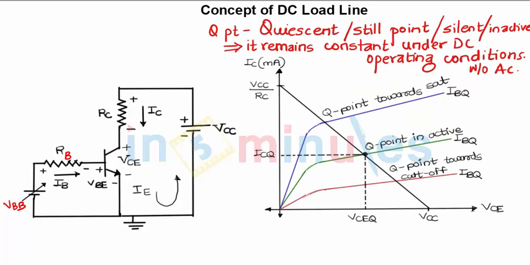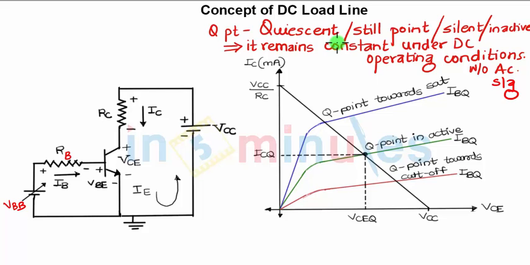See here, what is the Q point? Q point is the quiescent point, or still point; other names for it are silent point and inactive point. Why do we find the Q point? Because at the Q point, whatever waveform you are applying, it remains constant under DC operating conditions without an AC signal applied. Under DC operating conditions, the Q point remains stable.